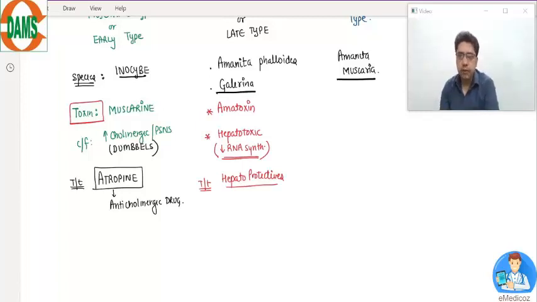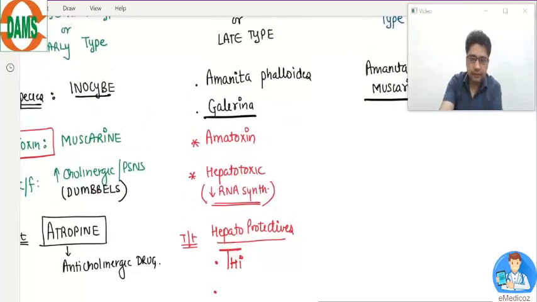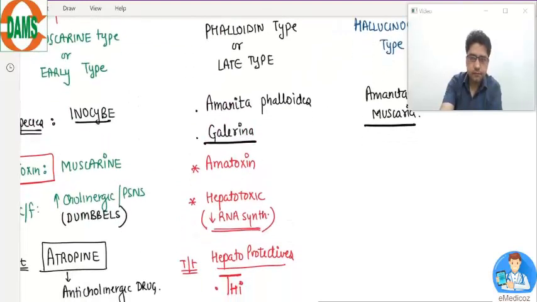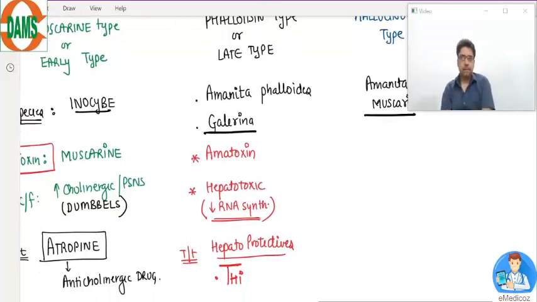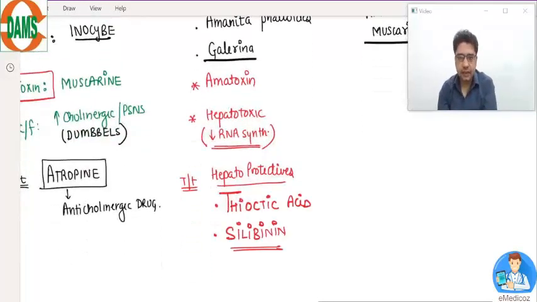So for these hepatoprotective agents, you have to remember two drugs. One is thioctic acid. Second you will write is silibinin. They are antioxidant molecules. So hepatoprotectives are thioctic acid and silibinin.